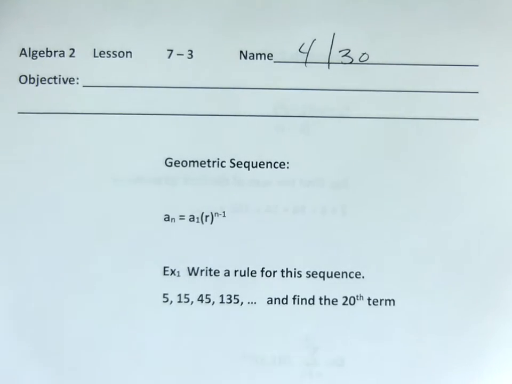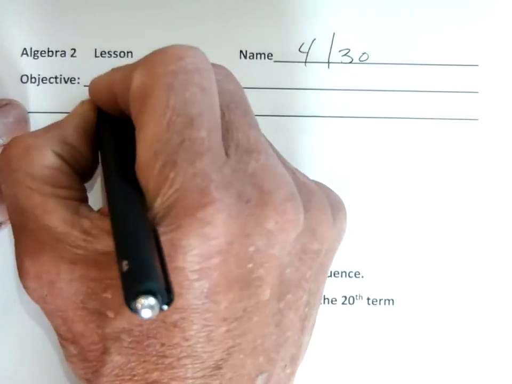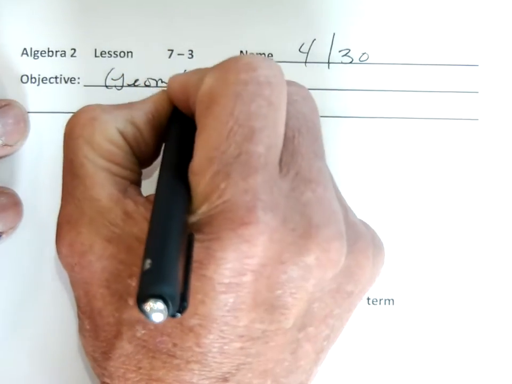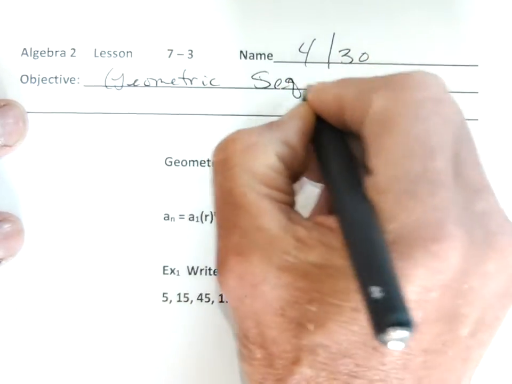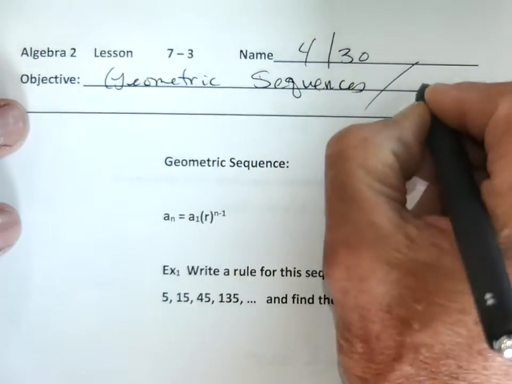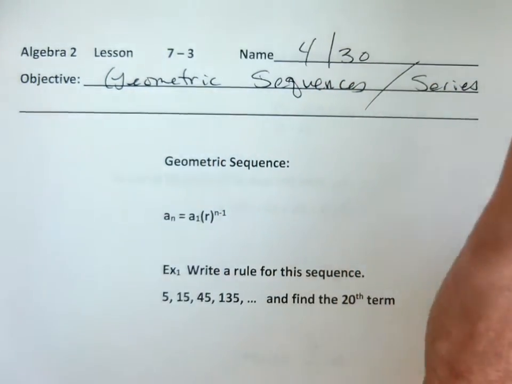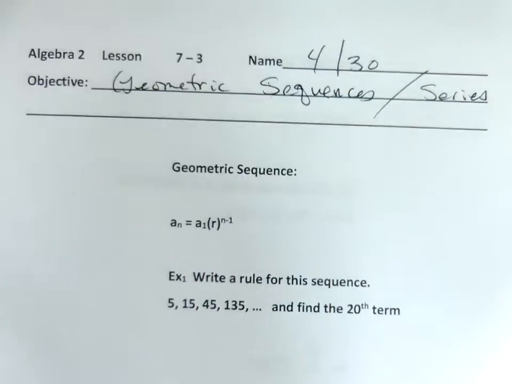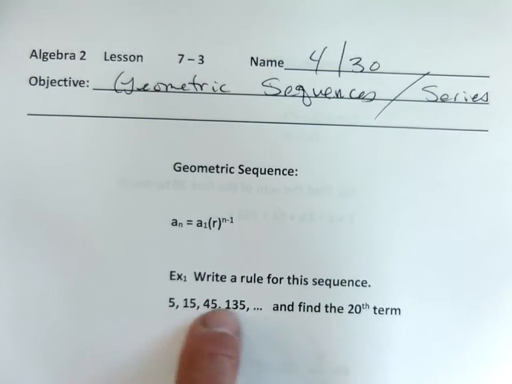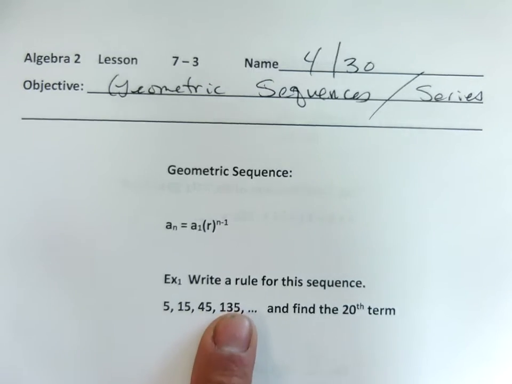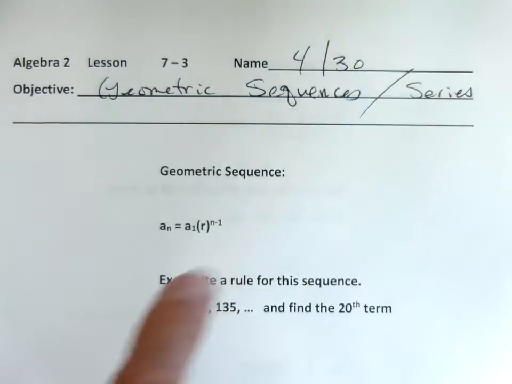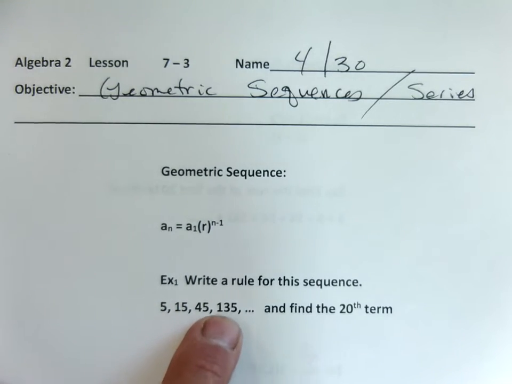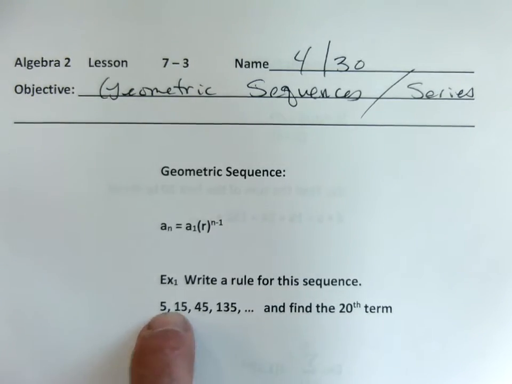Okay, geometric sequences and series today. Geometric sequences and series. So again, a sequence is just a list of numbers, like this one. That's a sequence because it's just a list of numbers, okay? And a series means you just add them all up. If you have the plus here, we add them all up, we get a single number.